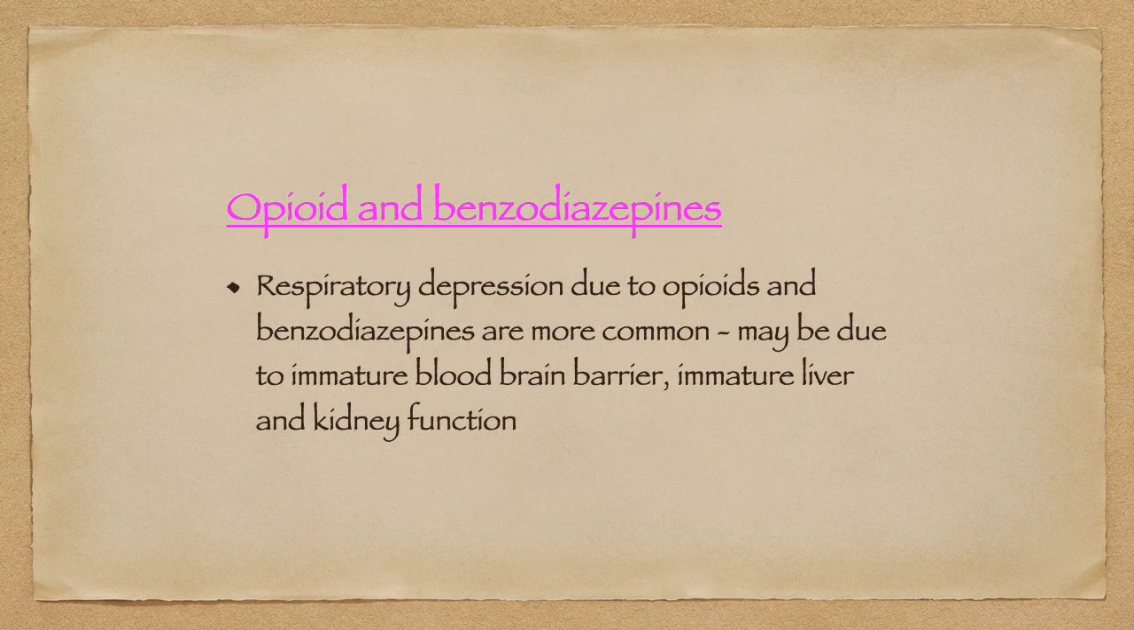Opioids and benzodiazepines. Respiratory depression due to opioids and benzodiazepines is more common and may be due to the immature blood-brain barrier, immature liver and kidney function.